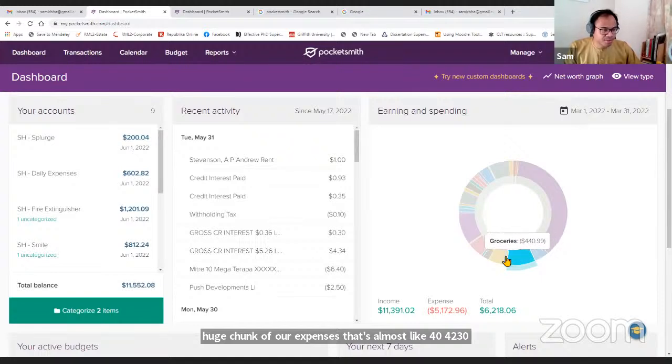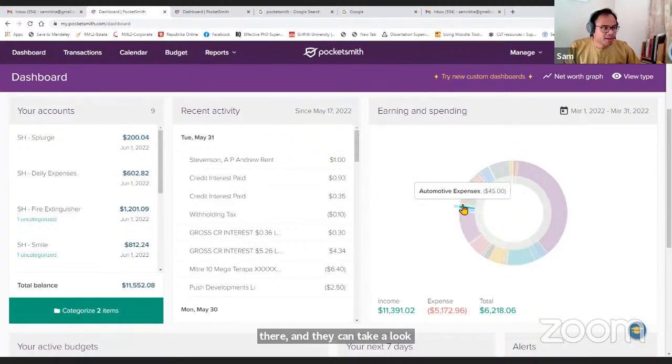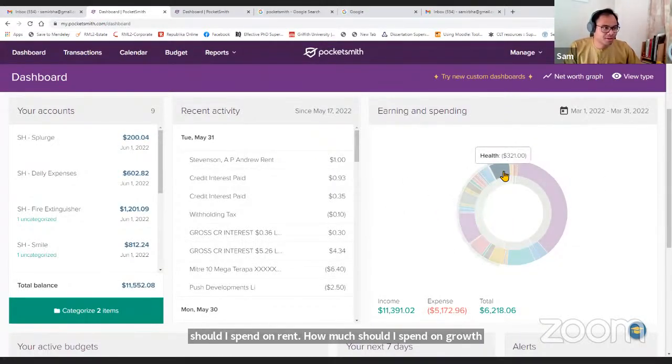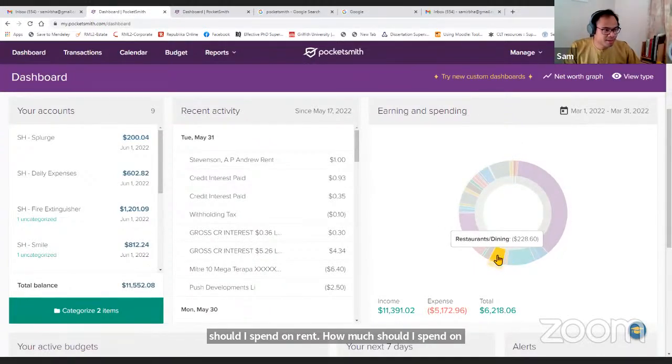And you can take a look at what else you've been spending on. There are a lot of little categories here, which I really don't care about. What I care about is how much do I spend on rent? How much did I spend on groceries? How much did I spend on restaurants, right? And how much did I spend on gas?